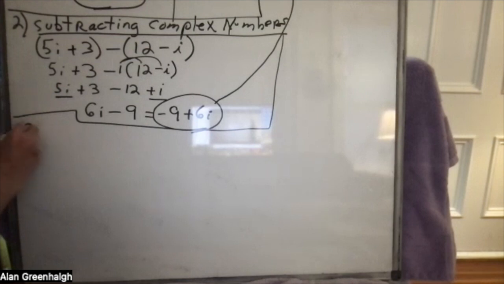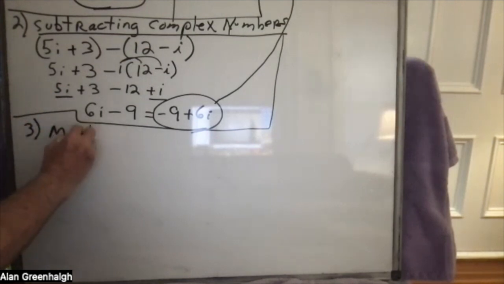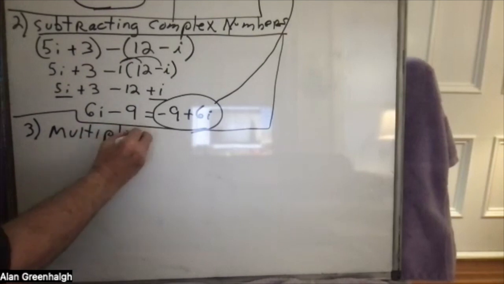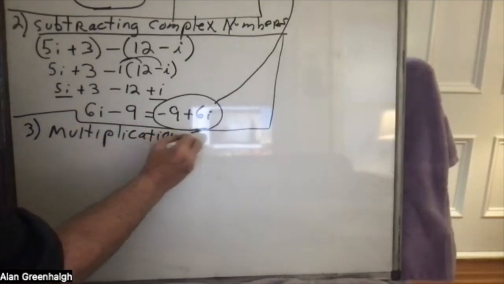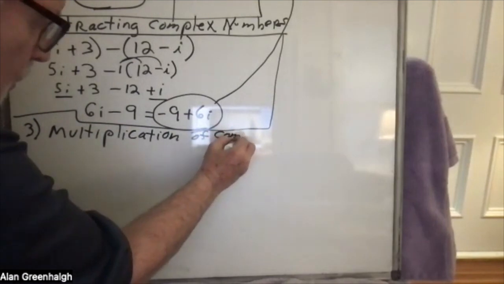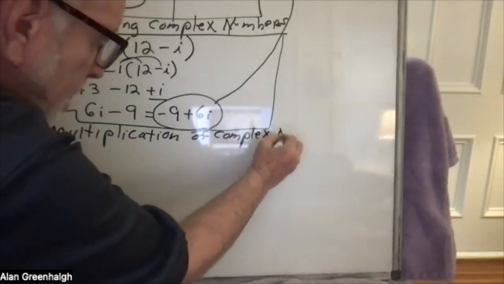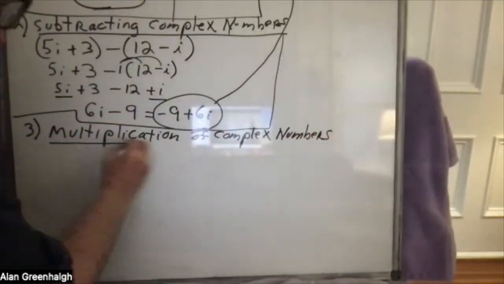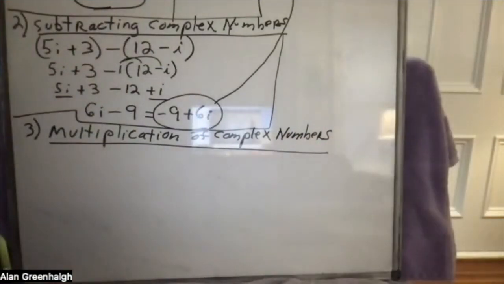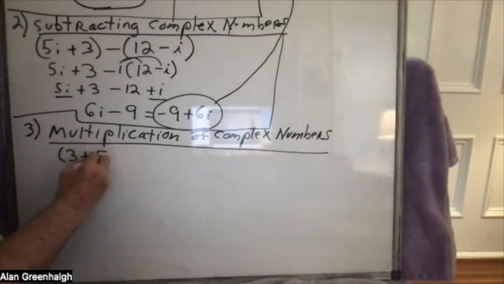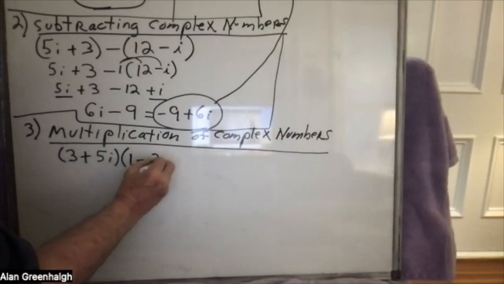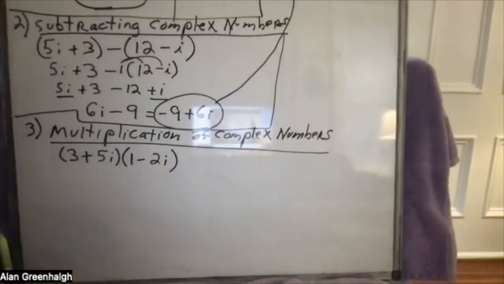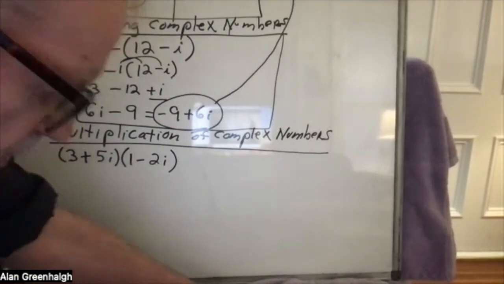Let's look at multiplication. Multiplication of complex numbers. And let's take the problem I have up here, 3 plus 5I times 1 minus 2I. Again, I will leave this to you. Okay, let's go through it.